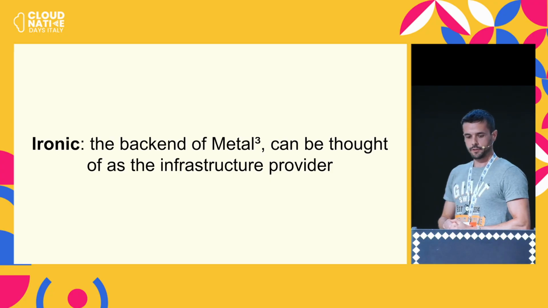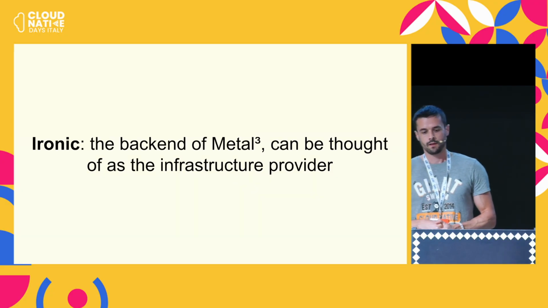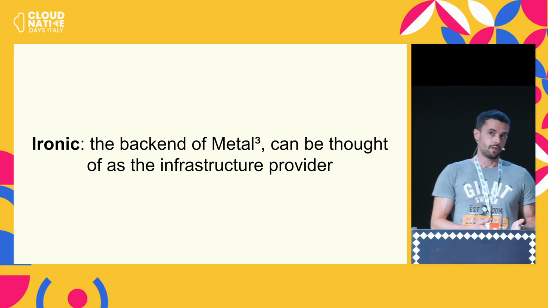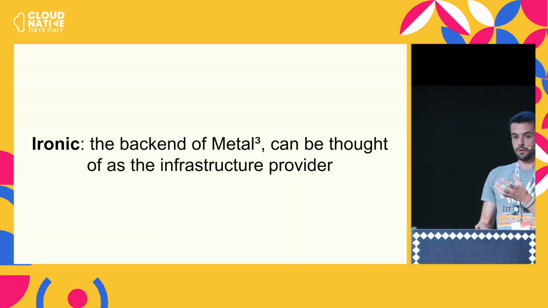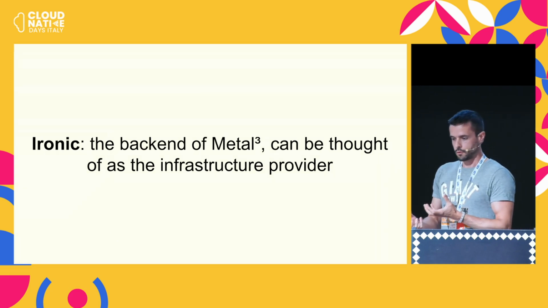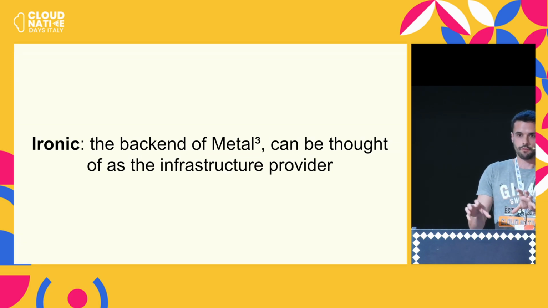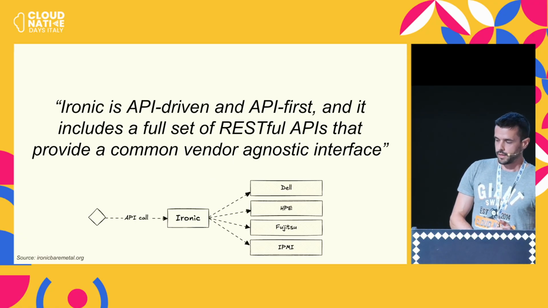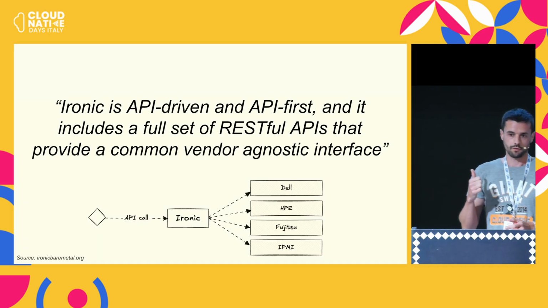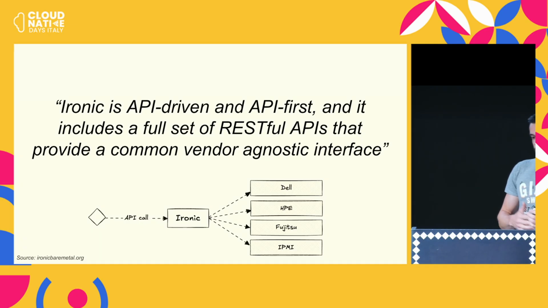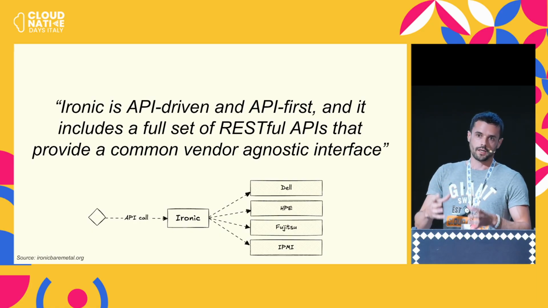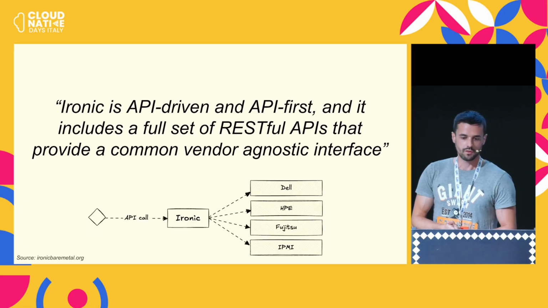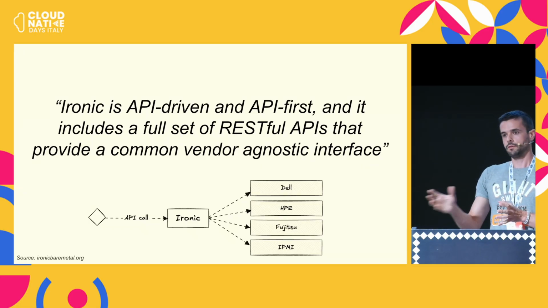So first of all, Ironic, like I mentioned, it is the backend of Metal³. It's kind of the unsung hero that we don't see behind the scenes. So if you want to think about vSphere to compare, it would be the actual host, the service, creating the files, creating the VMs, like everything that we don't see when we create a virtual machine. Same thing in cloud providers, for instance. And this is an extract from the Ironic documentation. So API driven, API first. And it is kind of a gate into the hardware world without having to know Redfish and every single BMC protocol. So we just talk to Ironic, and then Ironic will take care of the rest.